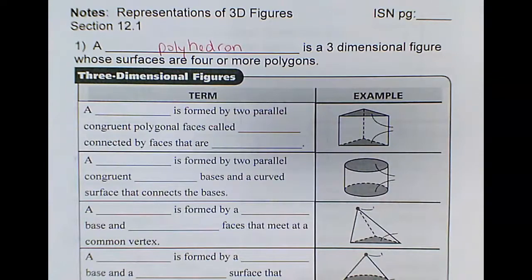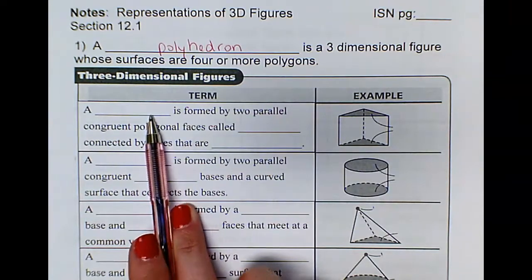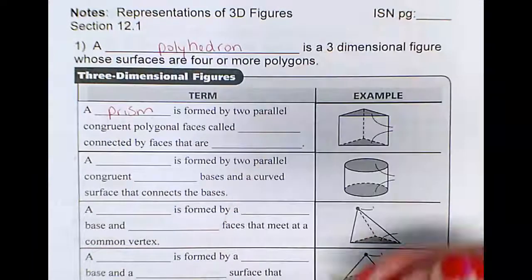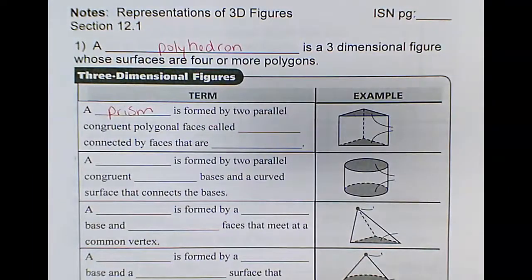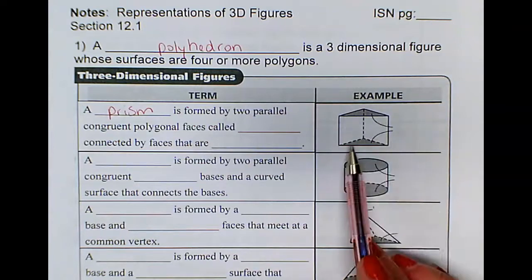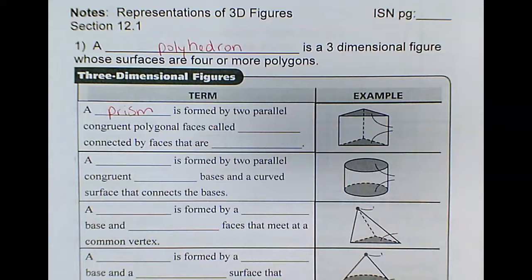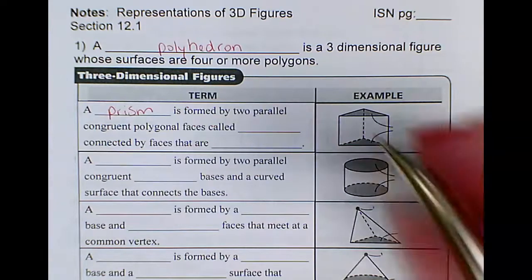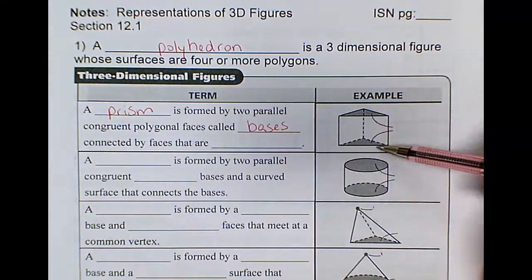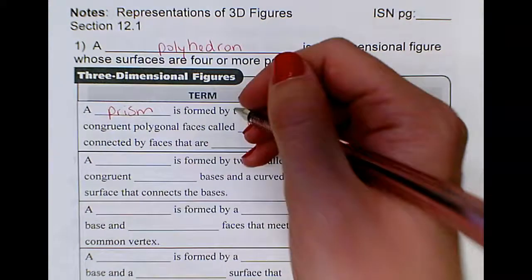So in our first piece, we have a prism. So this is a prism. A prism is formed by two parallel, congruent polygonal faces. So here's my faces here. And they're parallel to each other, so they're never going to intercept, and they're congruent, so they're exactly the same size and shape. Those faces that are parallel and congruent to each other are called the bases, and they are connected by faces along the side that are rectangular.